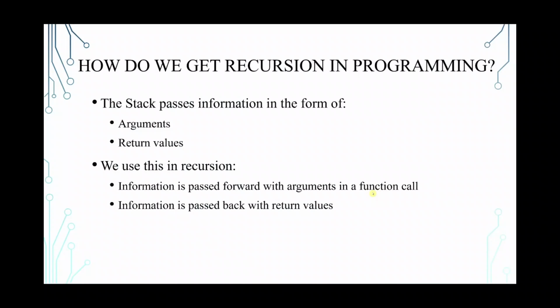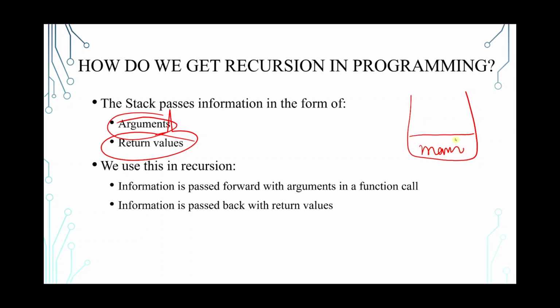So how do we get recursion in programming? The main idea of functions is that the stack passes information in the form of arguments and gets information in terms of return values. If I have a function, you always start with main because it's the starting point of every program. So the stack frame for the main function.